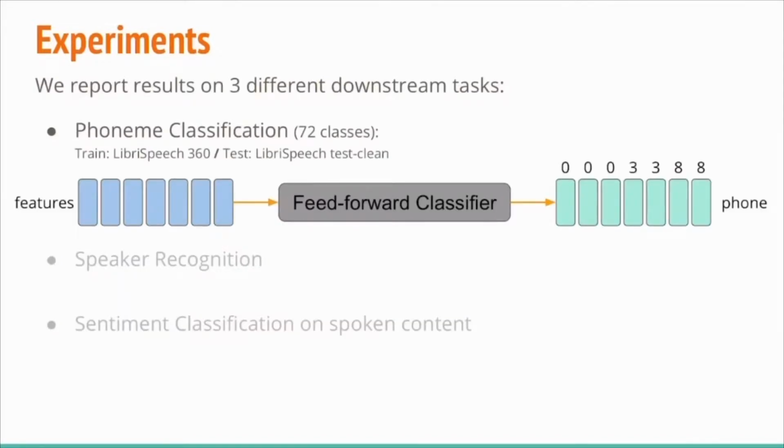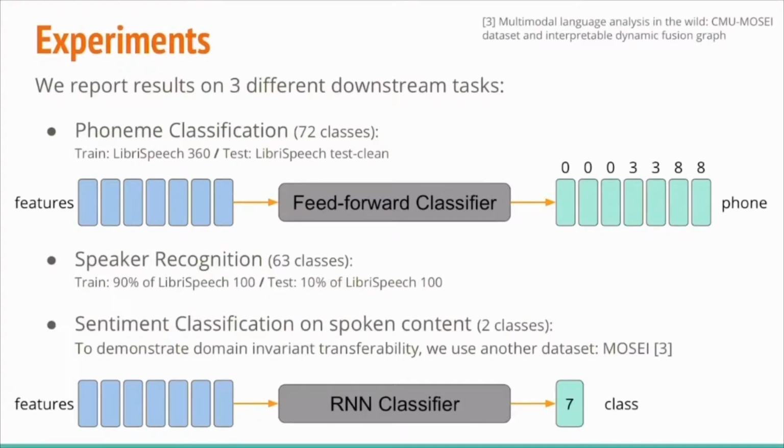The phone classifier performs frame-wise classification with a feed-forward network, and is trained on the LibriSpeech 360-hour subset, tested on the test-clean subset. There are 73 possible phone classes, which we obtain through force alignment. The other 2 tasks use an RNN classifier, which takes an utterance as input and outputs a single classification result. We illustrate this at the bottom of the page.